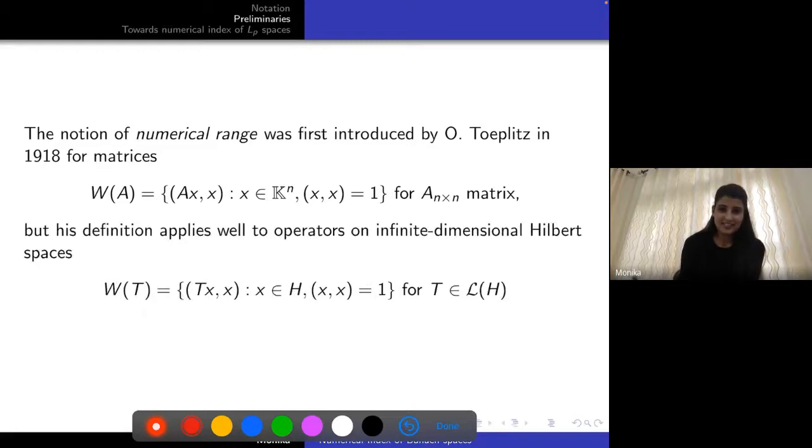There is a little lag between when I change the slide and when it appears on your screen. So let me know if you have some more disturbance.